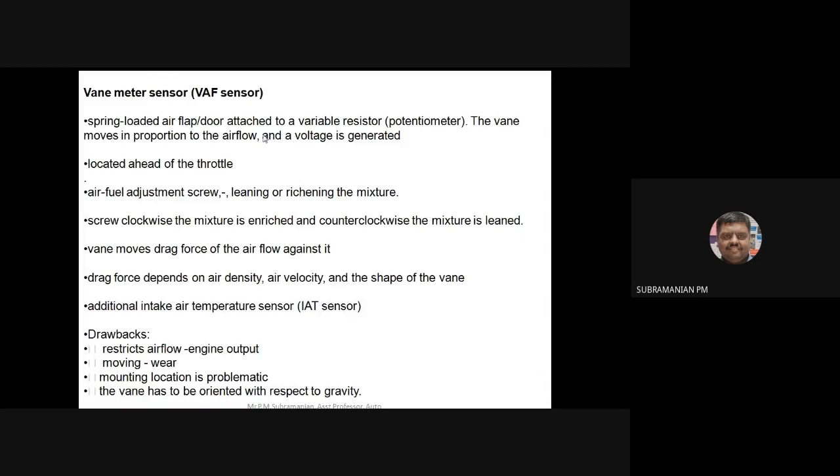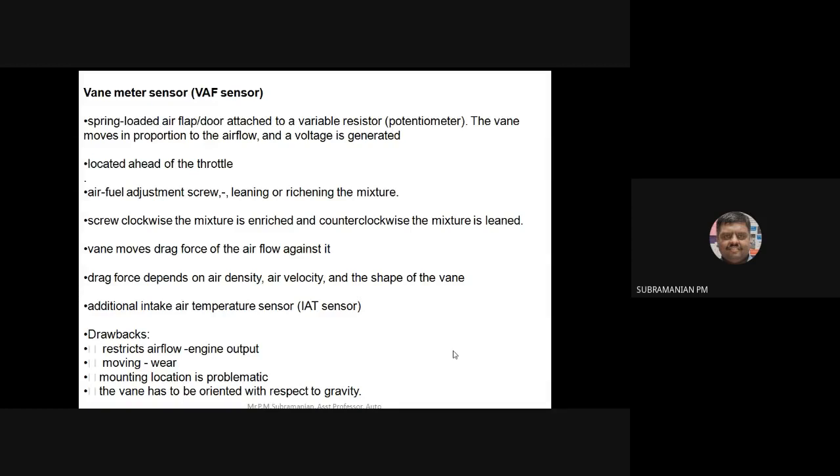That is, this sensor is mounted in the airflow unit. So when the air is going to enter the engine, the sensor will be in that passage only, so it will restrict the airflow. My engine output is getting reduced due to the sensor. I am not mounting it somewhere else; I am obstructing the airflow, so my engine output will be reduced. And you can see I have mechanical parts. The mechanical parts are moving, so there will be wear. That will be the second problem.